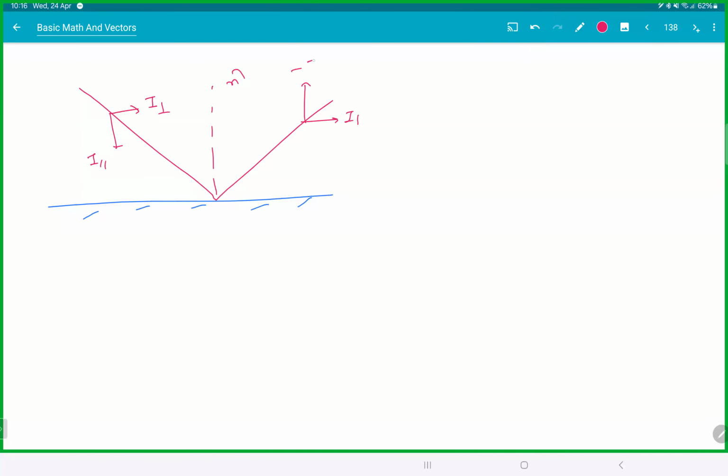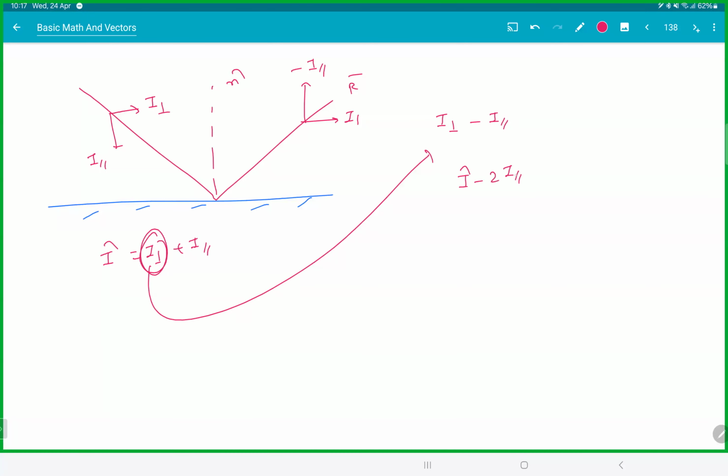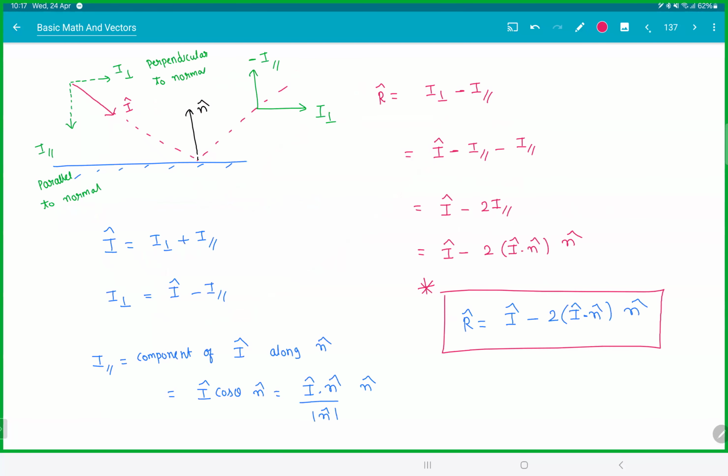So this will become minus I parallel. So R bar is nothing but I perpendicular minus I parallel. But I already know I bar is nothing but I perpendicular plus I parallel. I'm eliminating this I perpendicular. That becomes I bar minus 2 times I parallel. I parallel is nothing but the vector component of I bar along N bar, which is I cap dot N cap by mod N cap into N cap. But N cap's magnitude is 1. So it becomes I cap minus 2 times I cap dot N cap into N cap. Sure with the steps? If someone gives you R bar and this, this is how you do this.